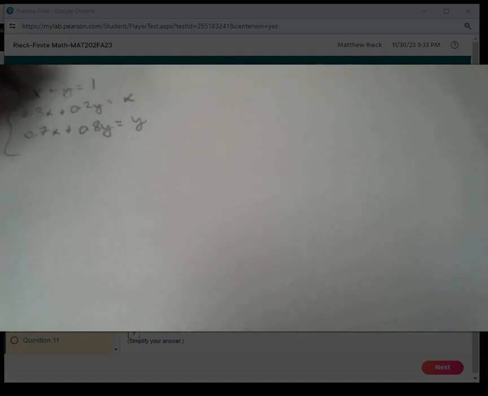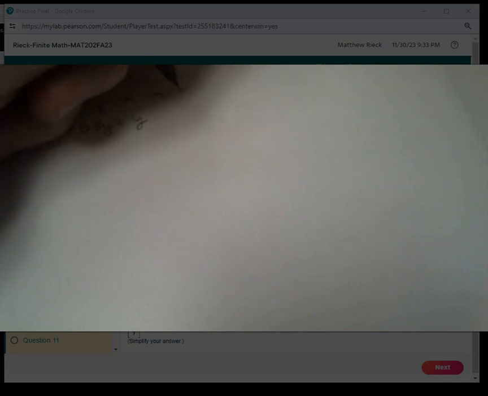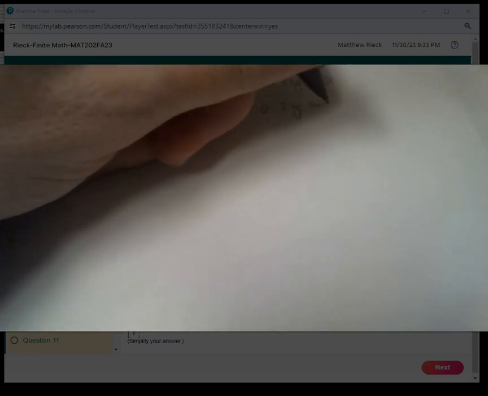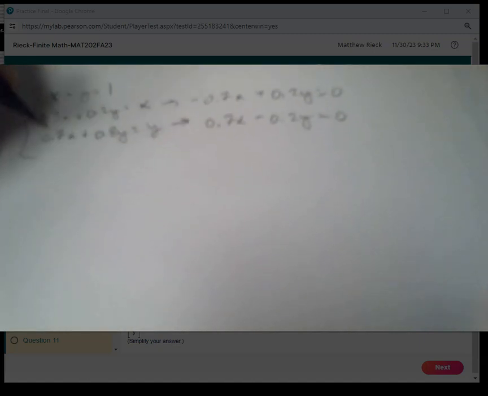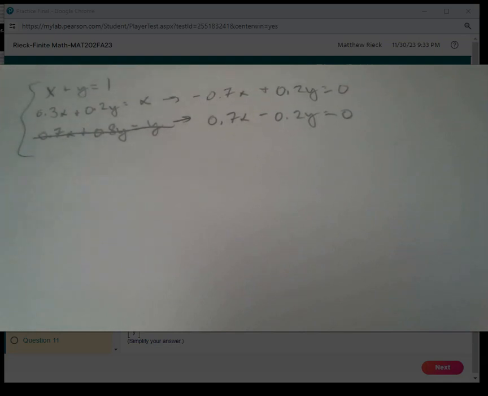So the nice thing about these two variable cases is when we simplify this, we subtract an x from each side, we get negative 0.7x plus 0.2y equals 0. And here when we subtract a y from each side, we have positive 0.7x minus 0.2y equals 0. So these are pretty much coding for the same thing, which means that we can ignore one of these. That's the nice thing about these two variable cases, which is why I like to use the two variable examples, because you have that trick that you can do.